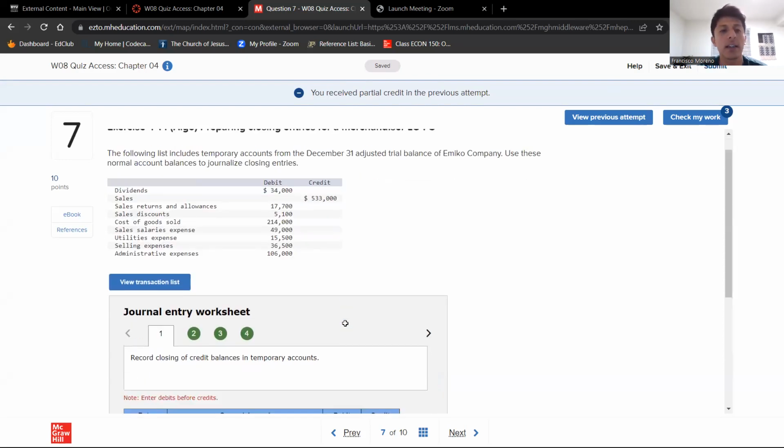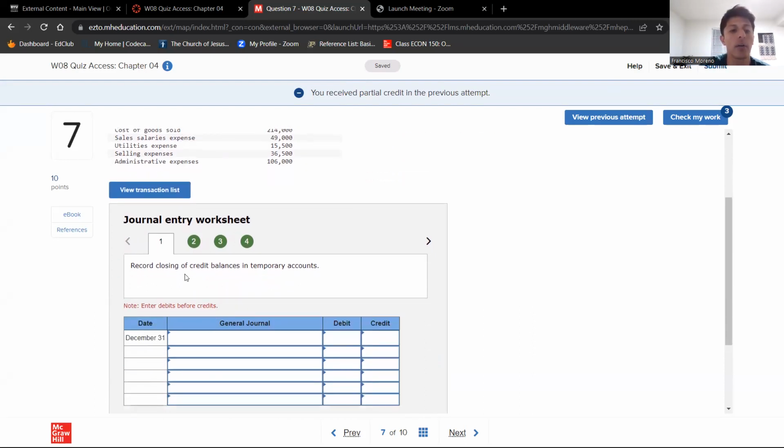So the following list includes temporary accounts from December 31st. Adjust trade balance of a Miko company. Use these normal account balances to journalize closing entries. Okay, so we're gonna start working on these accounts right away.